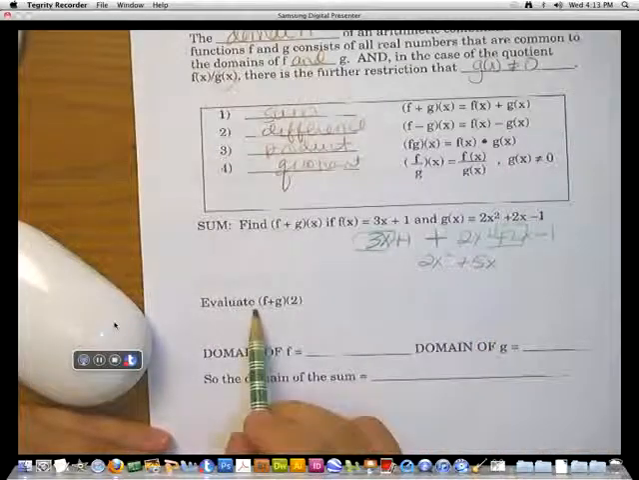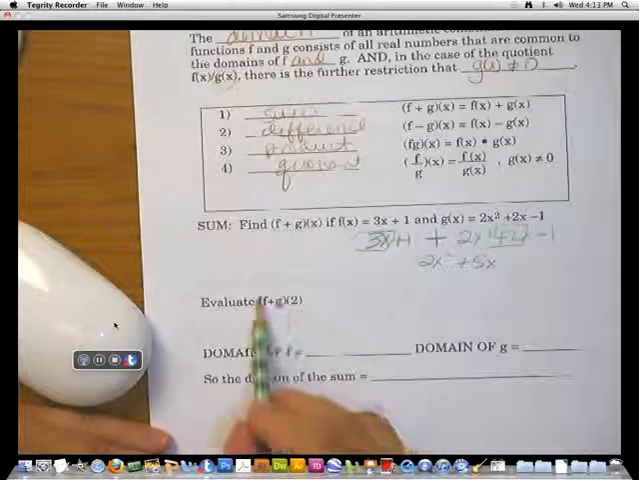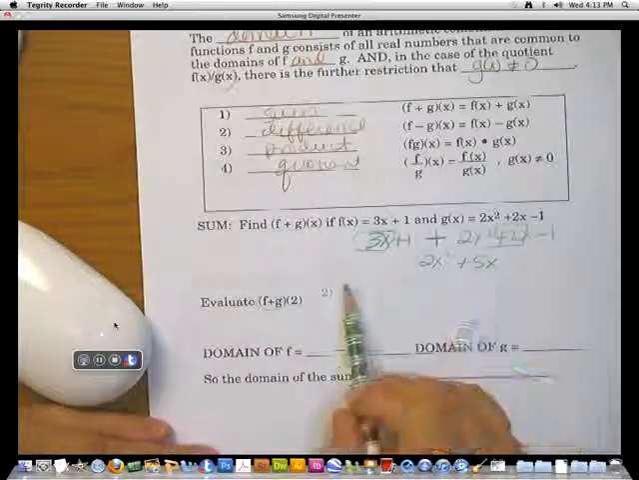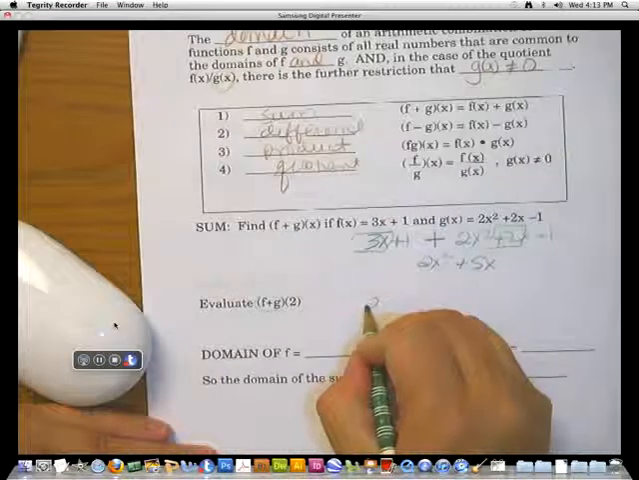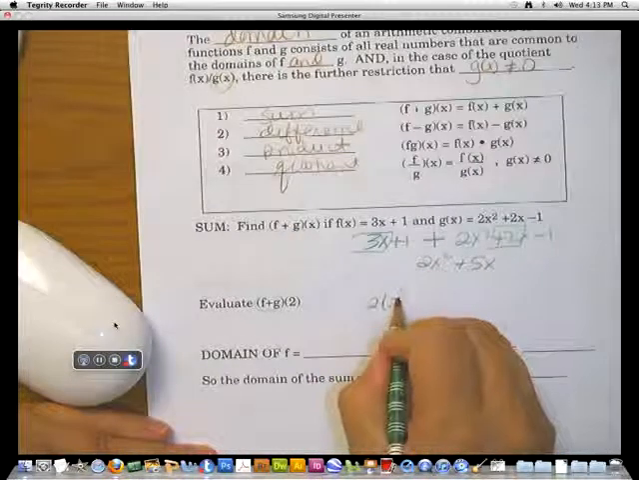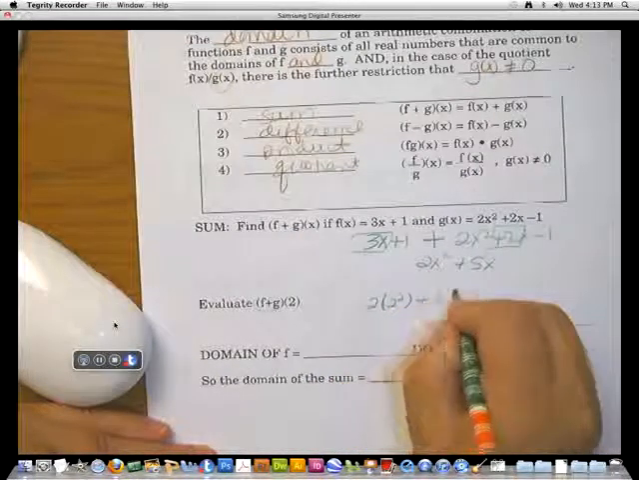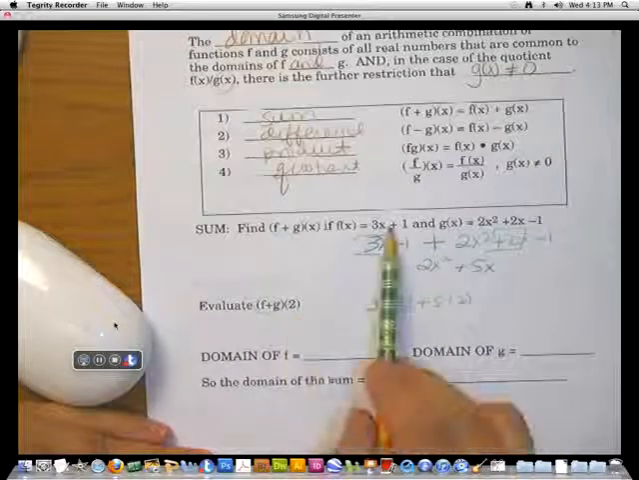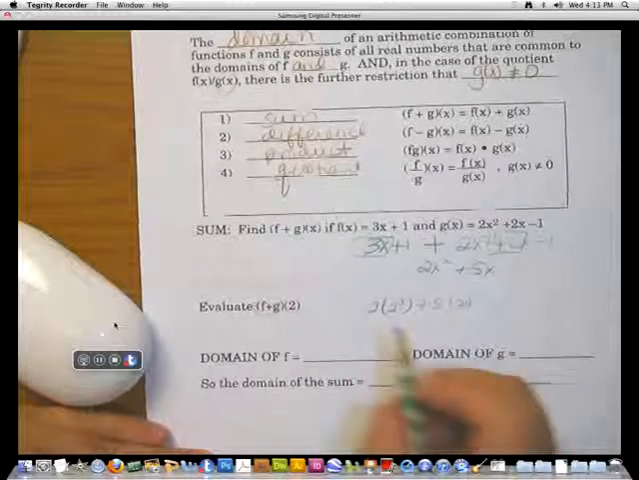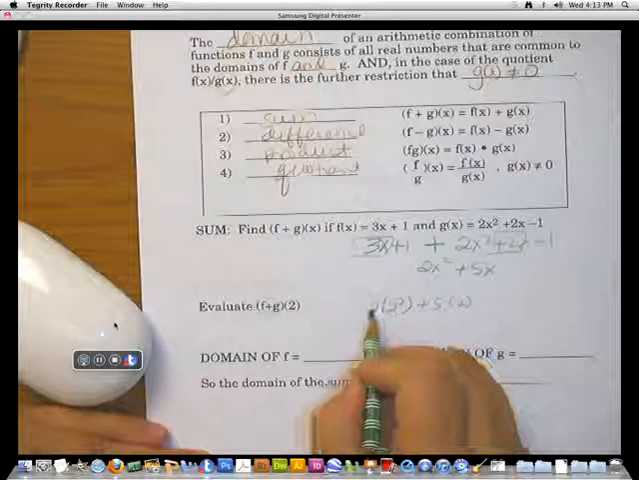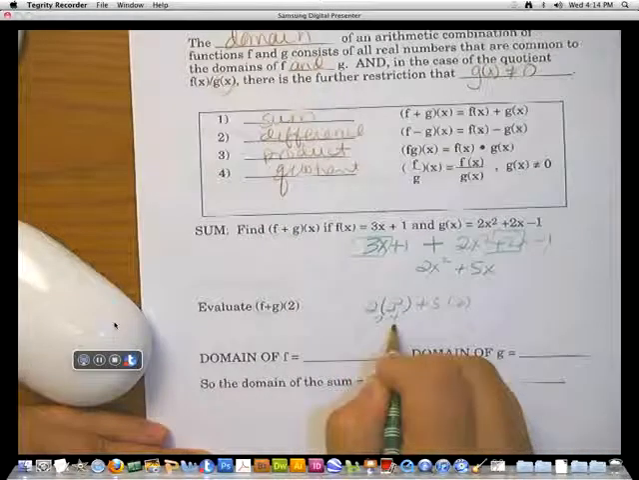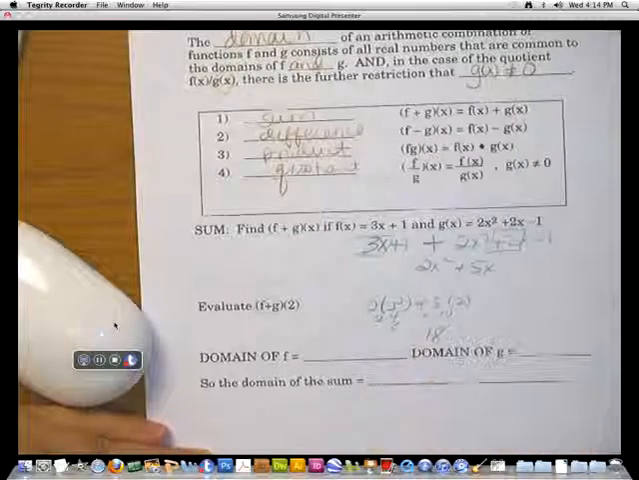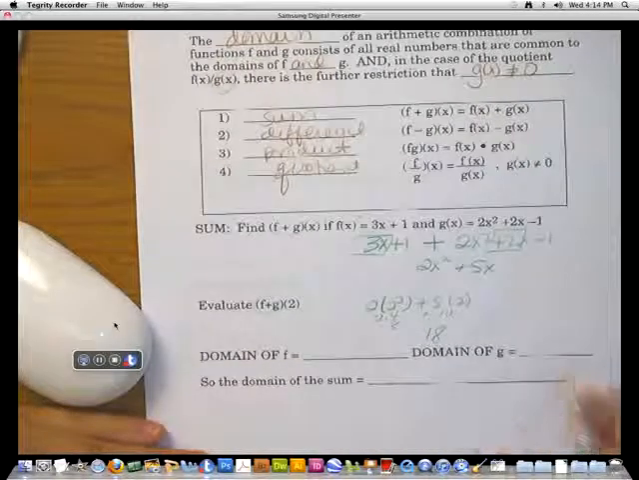So when I evaluate their addition, well, I know what their addition is because I just did it. So all I have to do is substitute in the 2. This is their addition, so I can substitute in 2. If I want, I could substitute 2 into each of them and then add that together, but I get the same thing. 2 times 4 gives me 8, and 10 for a total of 18.